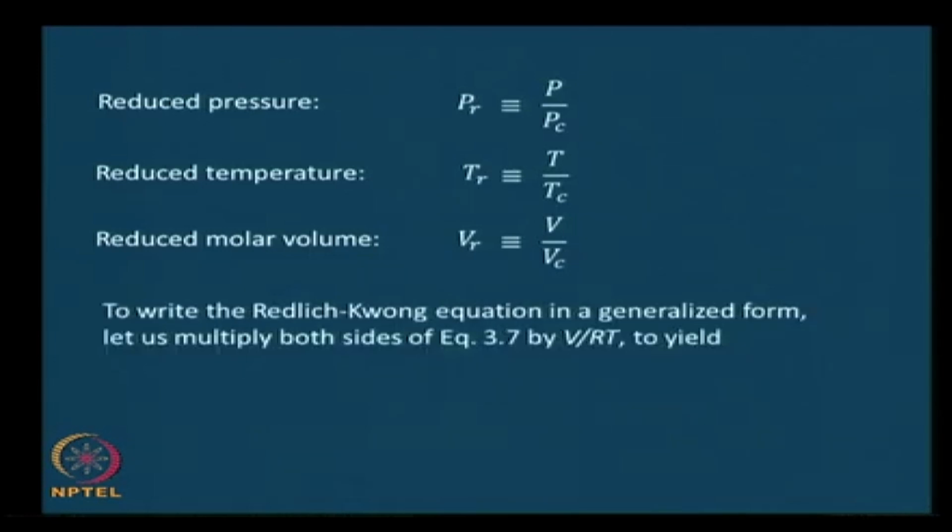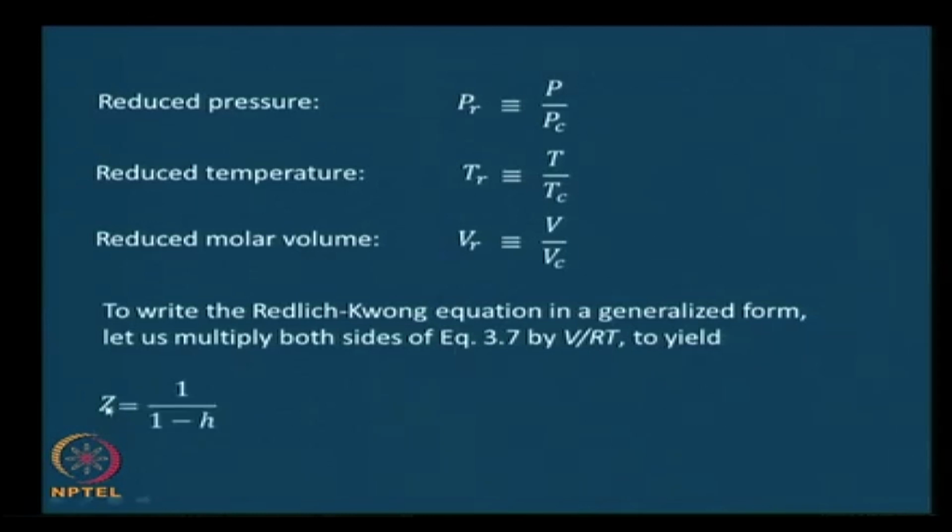Usually we start out with one of these equations. In this case we will start with the Redlich-Kwong equation of state and write it in a generalized form. To do that, we will multiply both sides of equation 3.7. You can go back and check, equation 3.7 is nothing but the Redlich-Kwong equation of state. If you multiply that by V by RT, you will get, in fact I would like you to do this right now. Let me first present the equation.